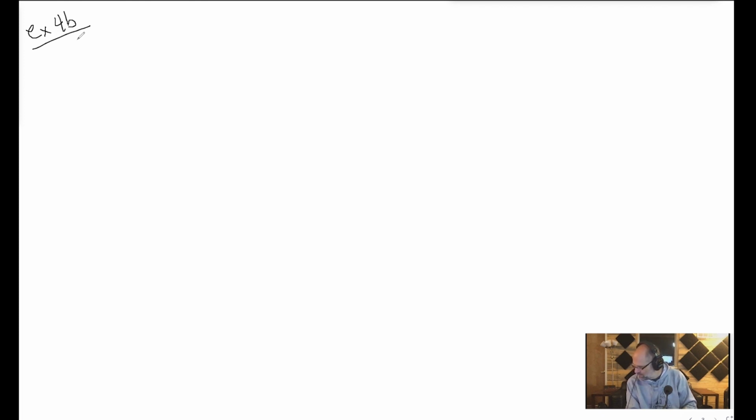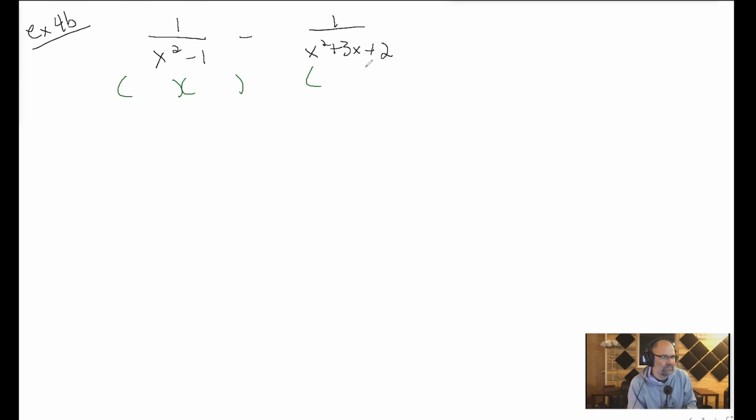All right, we're going to subtract this. Okay, I'm glad we're doing this because this is potentially a confusing one. 1 over x squared minus 1 minus 1 over x squared plus 3x plus 2. Okay? First step, what? Factor. Yeah, let's factor. Okay, so how do you factor x squared minus 1? x plus 1, x minus 1. Nice. And then what about this?